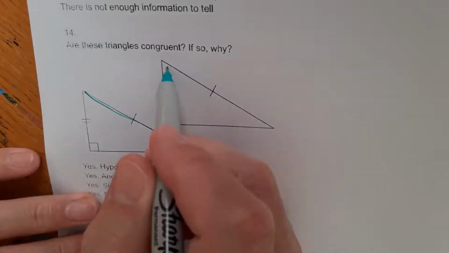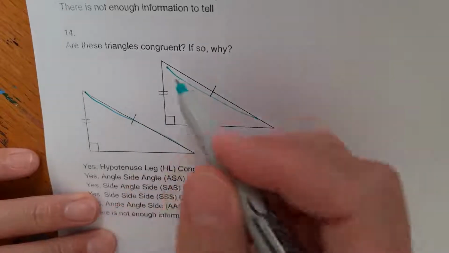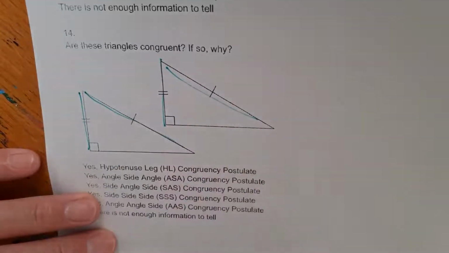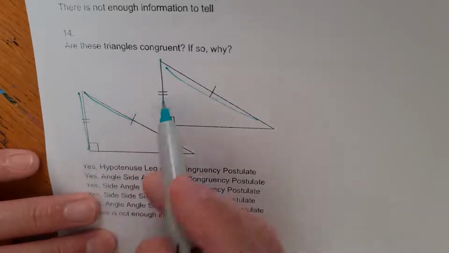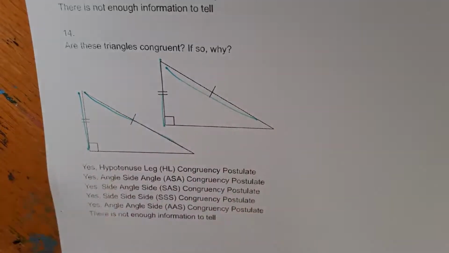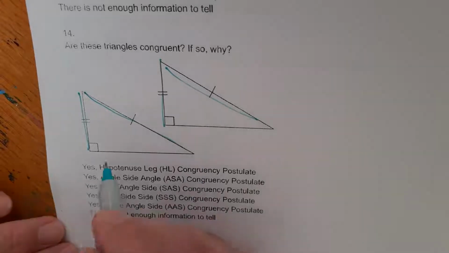Are the hypotenuses the same length? Yes, one tick mark and one tick mark. And our legs, they're attached right to the hypotenuse in this manner, with the 90 in between the two. So they're the same leg. That is equal. So I can say HL, hypotenuse leg.